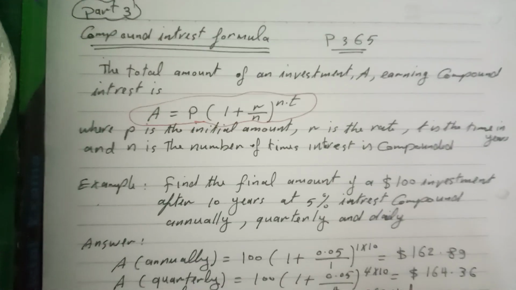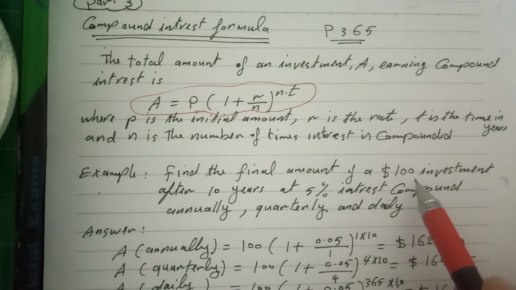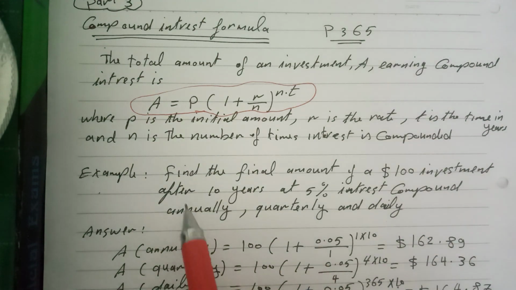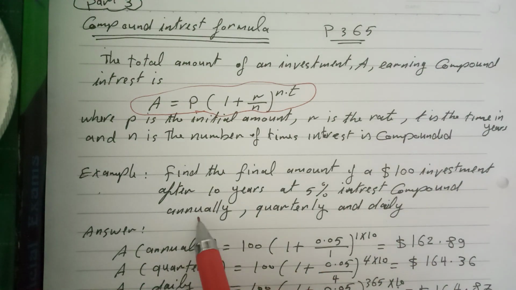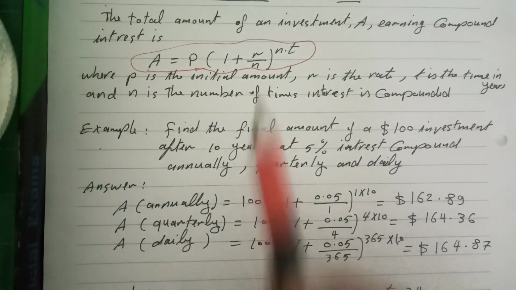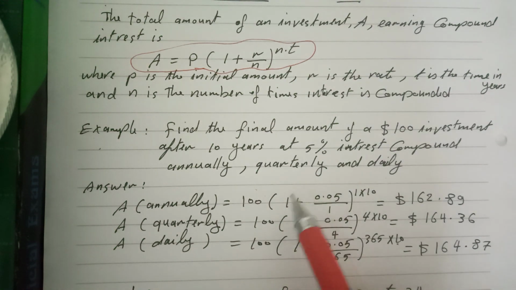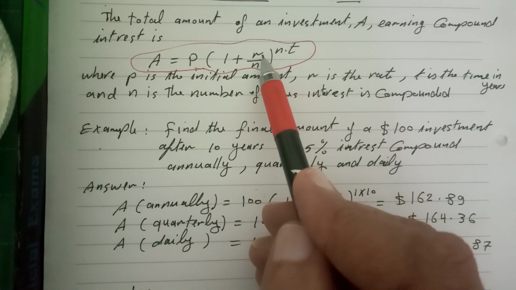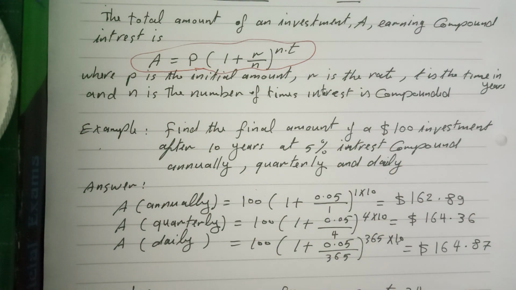How can I understand this? From this example, find the final amount of $100 investment after 10 years at a rate of 5% interest compounded annually, quarterly, and daily. This is a very simple exercise. We'll need to use this formula. P is the principal, means the initial amount, which is $100, and 1 is a fixed number. R is the rate. The rate here is 5%, means 0.05. Change it to decimal.